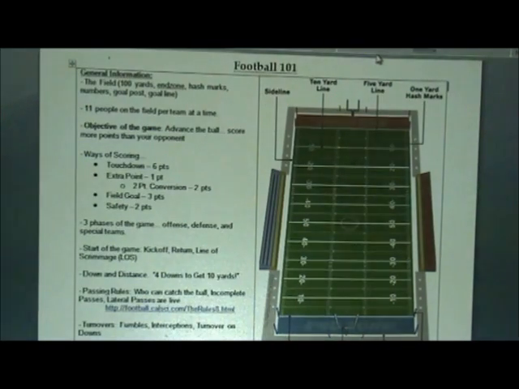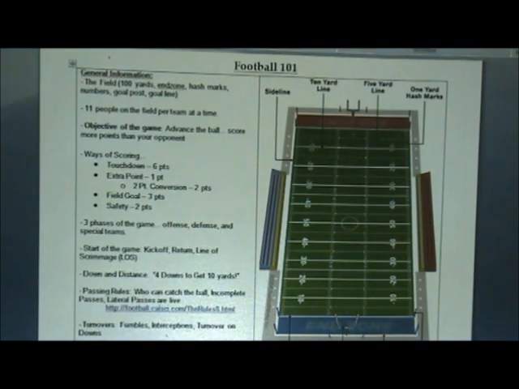Starting at the top, general information. Start with the field. We play football on a field that's 100 yards. So from goal line to goal line, there's 100 yards. On this diagram to the right, this is a picture of a football field. From end line to end line, it's 100 yards. The end zones are labeled end zone, obviously. There's red and there's blue at the bottom. Hash marks actually mark off each yard that's on the field.